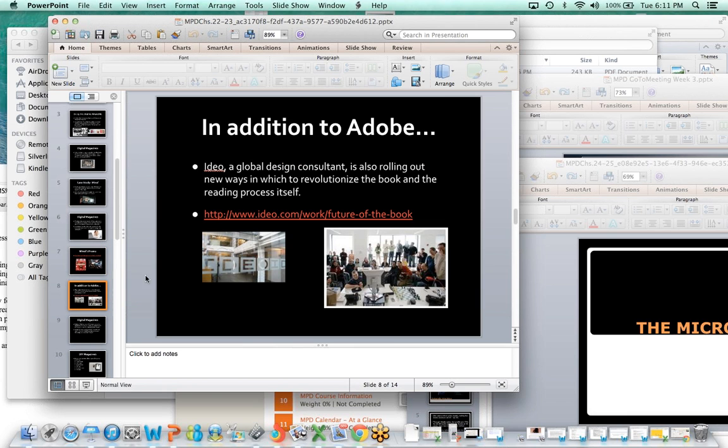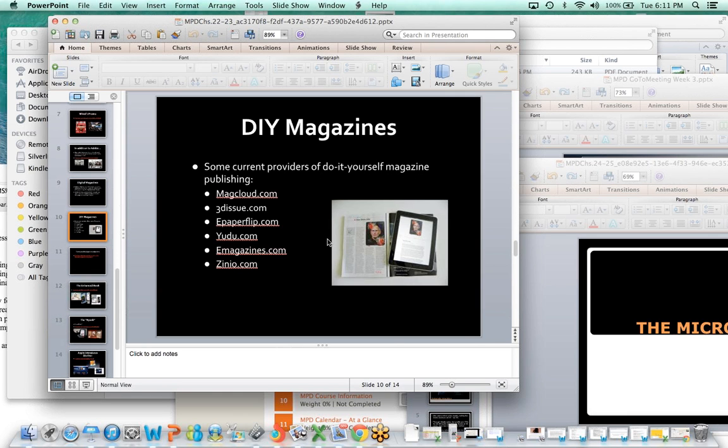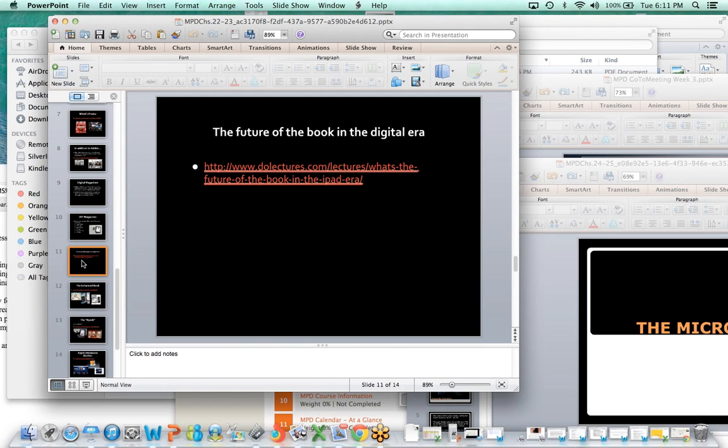Also, well, let me skip past this for a second here. By the way, here's some examples of do-it-yourself magazines, right? There's MagCloud, emagazines.com, and these are some sources that you might want to take a look at. So once again, I know I'm going through this fast, but this is all in your references. This is chapters 22 and 23 that I'm going through right now. So you can check these sites out later if you want.